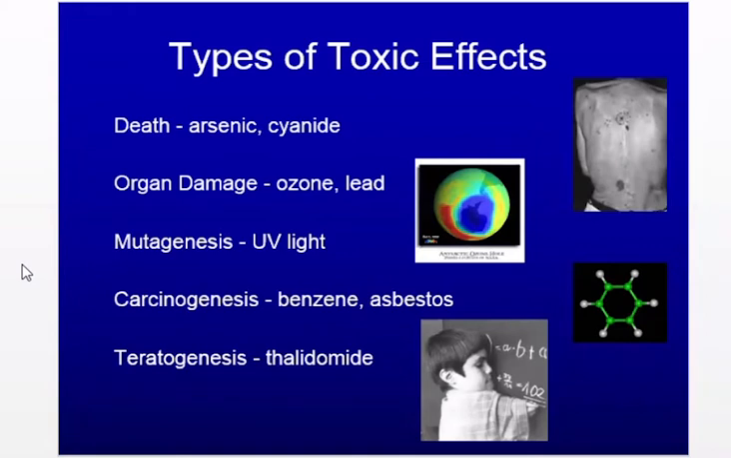So certain substances work by way of damaging the organs in the body. Others can cause cancer. They are carcinogenic. You know, substances like benzene and asbestos are cancerous in nature. So those are some of the effects that you see. Others are teratogenic. I'm sure time and again you've heard of the thalidomide story.